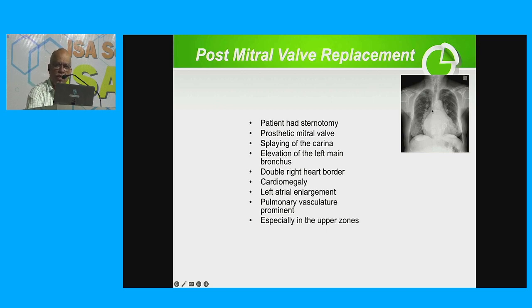You can see the splaying of the carina, elevation of the left main bronchus, and the double density of the right border of the heart. All those things are features. This is a patient post mitral valve replacement showing residual features of mitral stenosis with the prosthetic mitral valve and sternal wires.